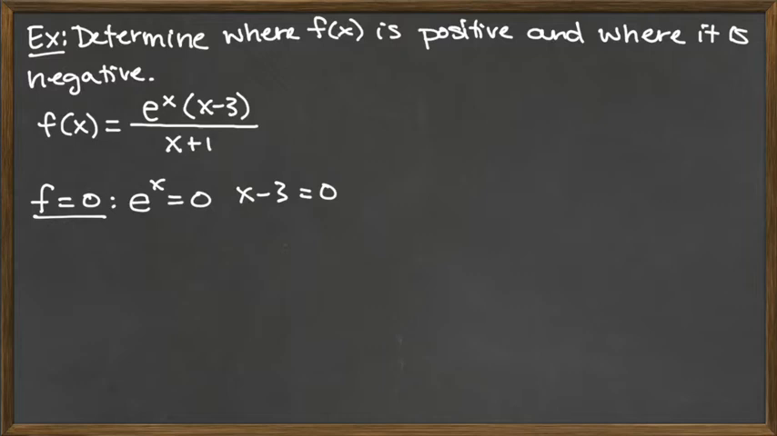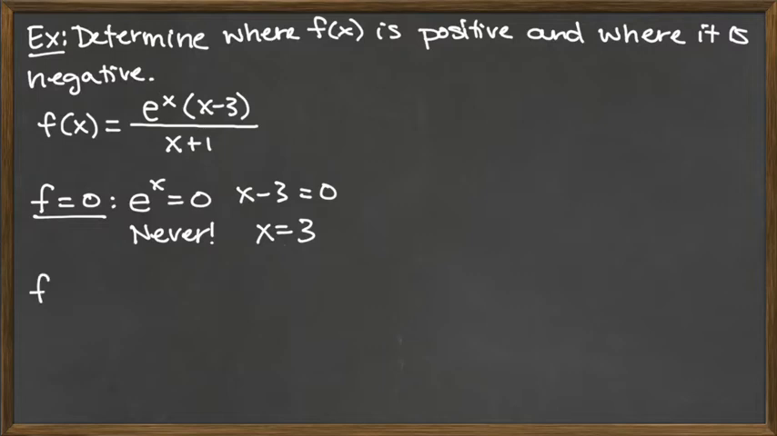Well, e to the x equals 0 has no solution, because the graph of e to the x is always above the x-axis, and so it never crosses the x-axis. If you were trying to solve this algebraically, to undo the e, we would take the natural log of both sides, but natural log of 0 is undefined, so there's no solution there that way either. So the other factor, x minus 3 equals 0, gives us x equals 3 as the root. So that's where f is 0.